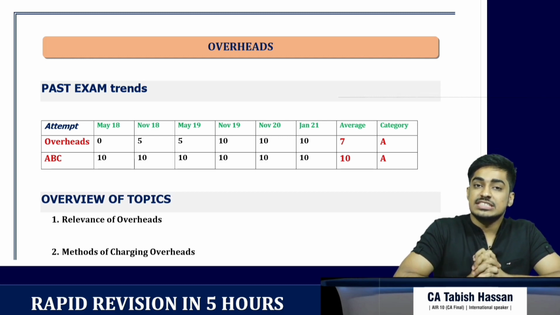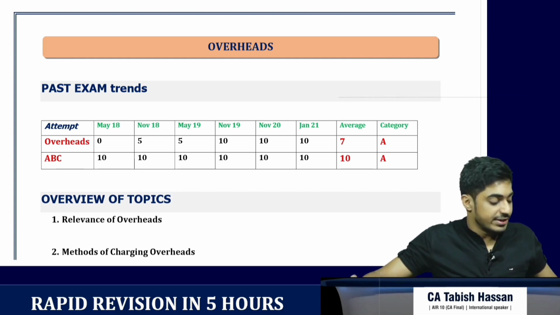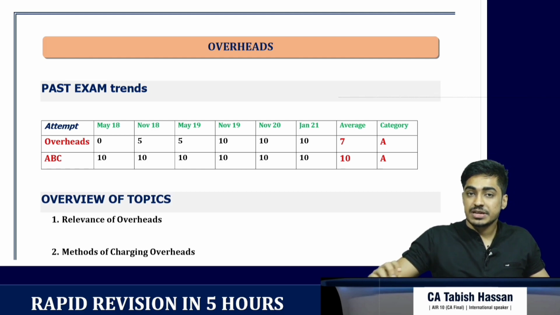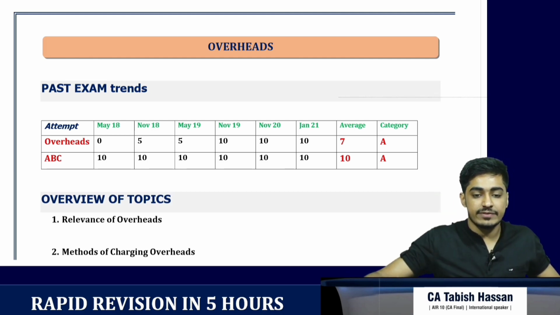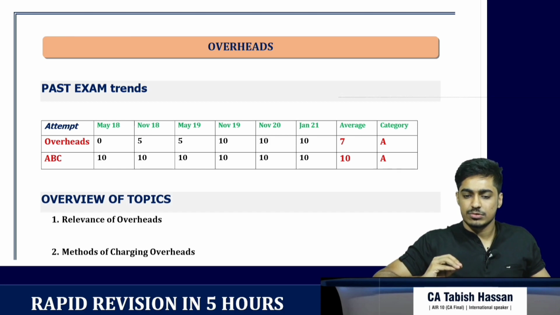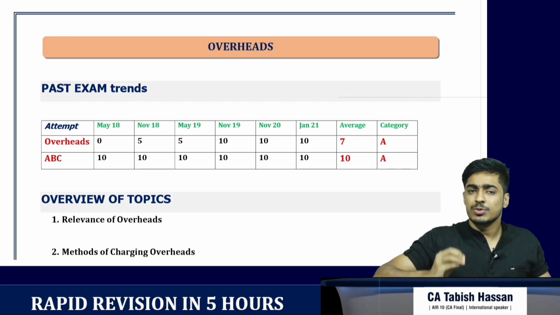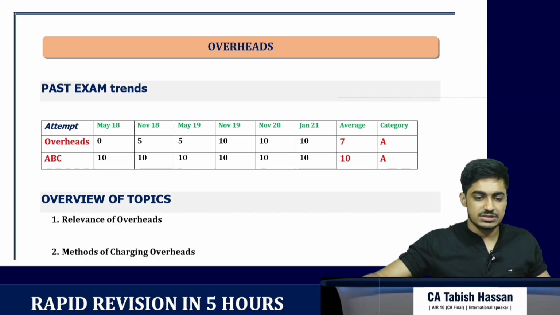Okay, now let's get to the next chapter, that is overheads. Again, a very important chapter from the exam perspective. We have overheads, and then we have the extension of overheads, that is called activity based costing. Two chapters combined together, we have 17 marks on an average in every attempt. So undoubtedly these two are probably the most important set of chapters.